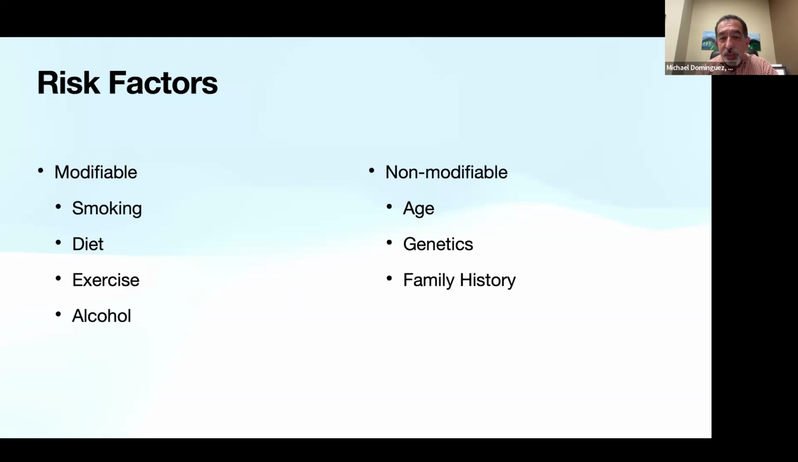Things we can't do much about are our age. As we get older, the risk of heart disease does increase. So as we age, it's more important to pay attention to those things we can affect. As I mentioned, diet, exercise, and alcohol. Genetics plays a role.